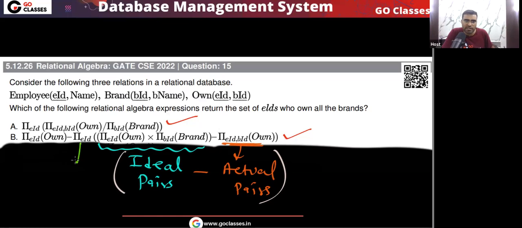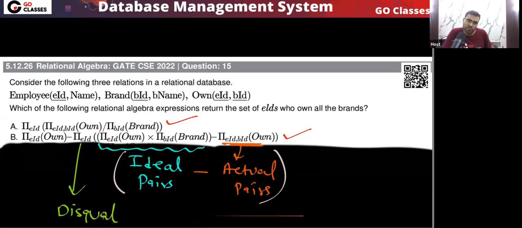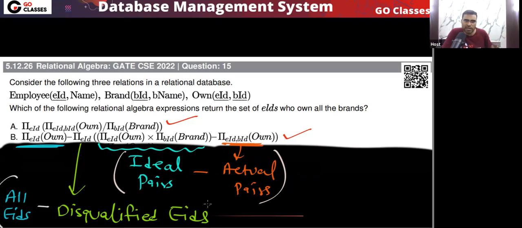Then you are projecting EID. These are disqualified pairs. Yes or no? Do you agree with me? So remember, you are basically getting disqualified EIDs. Now from all EIDs, if I remove disqualified EIDs, all EIDs minus disqualified EIDs, that will give me qualified EIDs, the EIDs who own every brand.